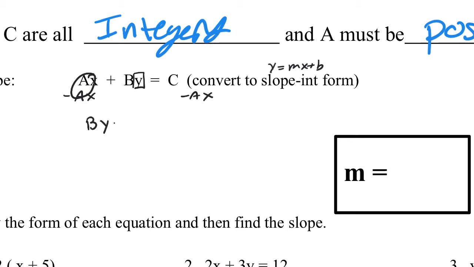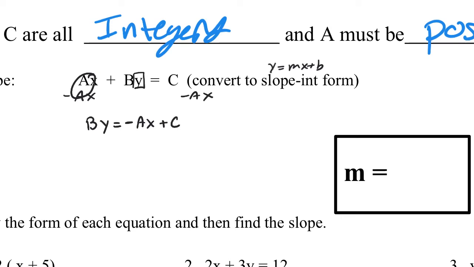So we have by equals, now I'm going to be very careful how I write this next side, because if we look at slope-intercept form, the x comes first. So this is a minus ax, so I'm going to write it as a negative ax. And then this c, we're going to assume was a plus c. It didn't have a subtraction or a negative sign in front of it. So we're going to say plus c.